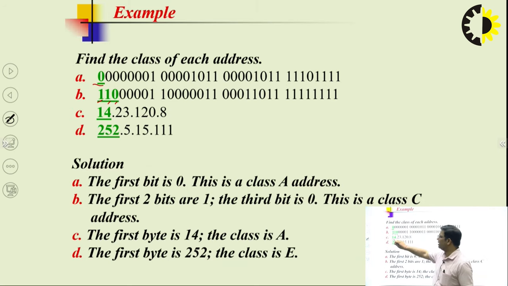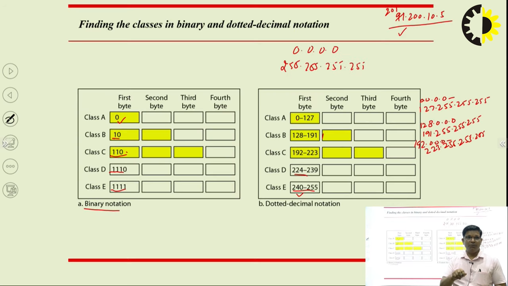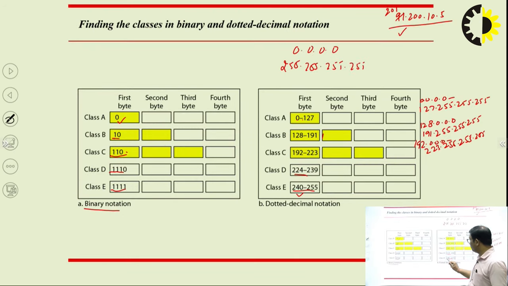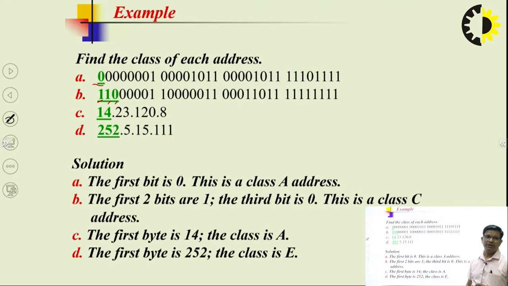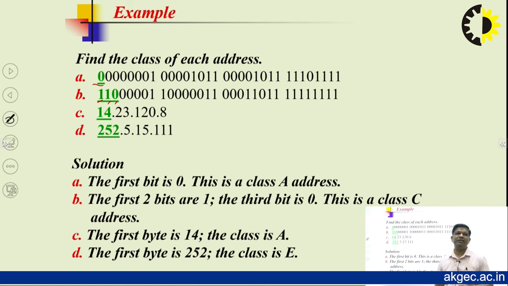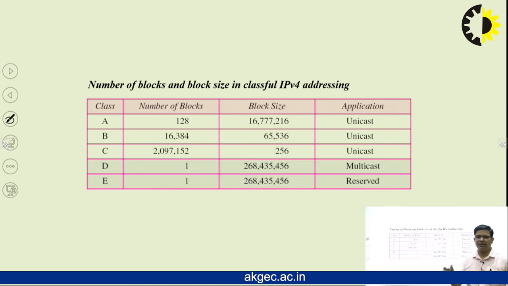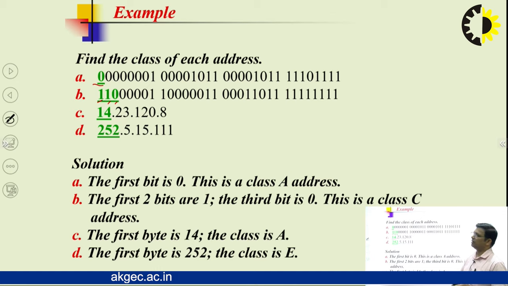Okay. Similarly, this is 14, it lies in the range of 0 to 127. So it belongs to class A. This 252 lies in the range of 242 to 255. So this IP address belongs to class E. Okay. So these are the general simple questions. You need to find out the classes. Okay. Now, these are the general terms about classes.